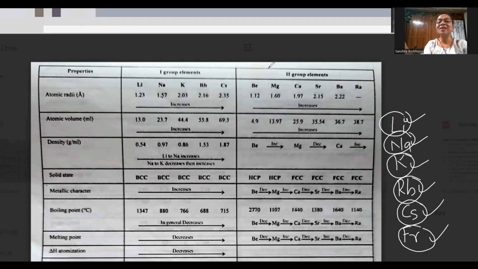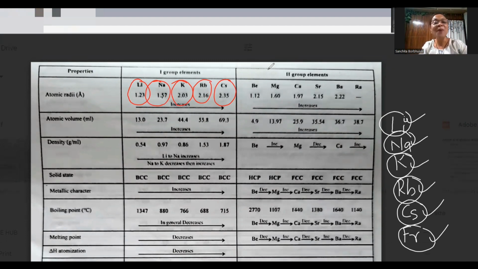Going on to the challenges, we are speaking about the atomic radii. I have listed down in Angstrom the atomic radii for you all to know it. So lithium, 1.23 Angstrom, 1.57, 2.03, 2.16, 2.35. Francium, we will not talk about it because it's radioactive. If you see the trend, the atomic radius increases down the group because of the increase in the number of shells. So, you must be thinking beryllium also, yes, together.